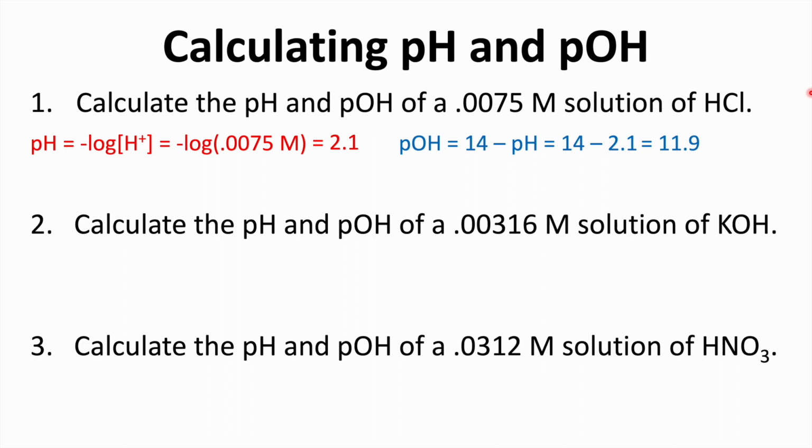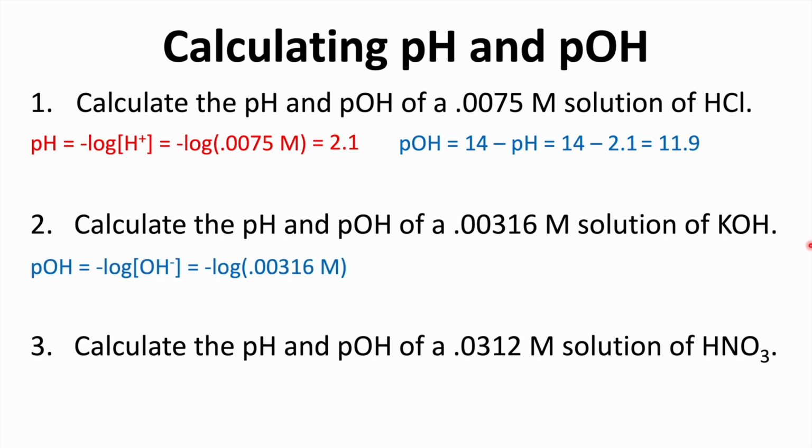Question number 2 says calculate the pH and pOH of a 0.00316 molar solution of potassium hydroxide. Potassium hydroxide, KOH, is a base. So this concentration right here is telling us the concentration of the base. The easiest way to start this problem is to start by calculating the pOH first.